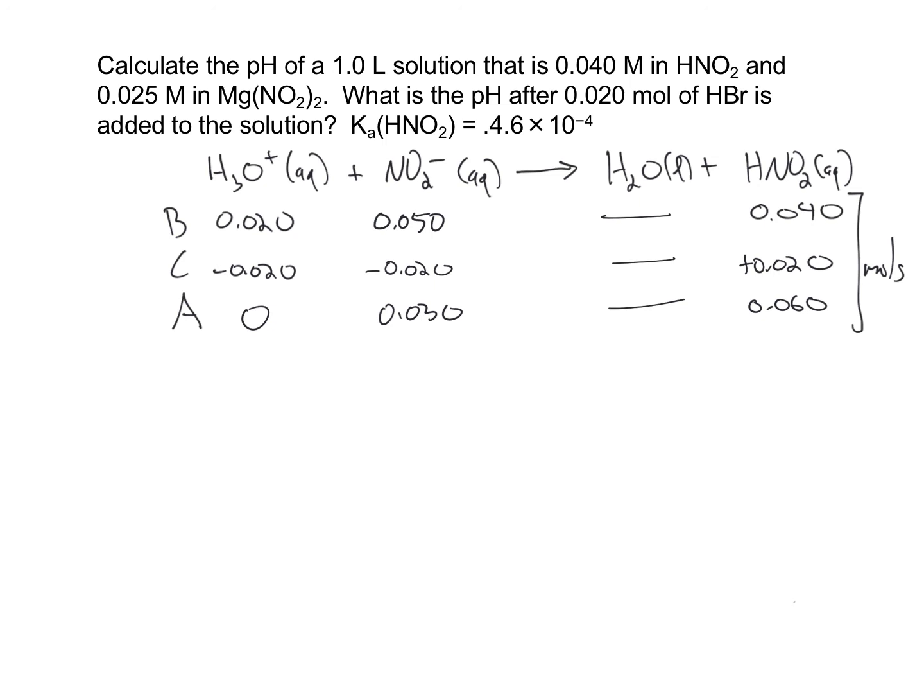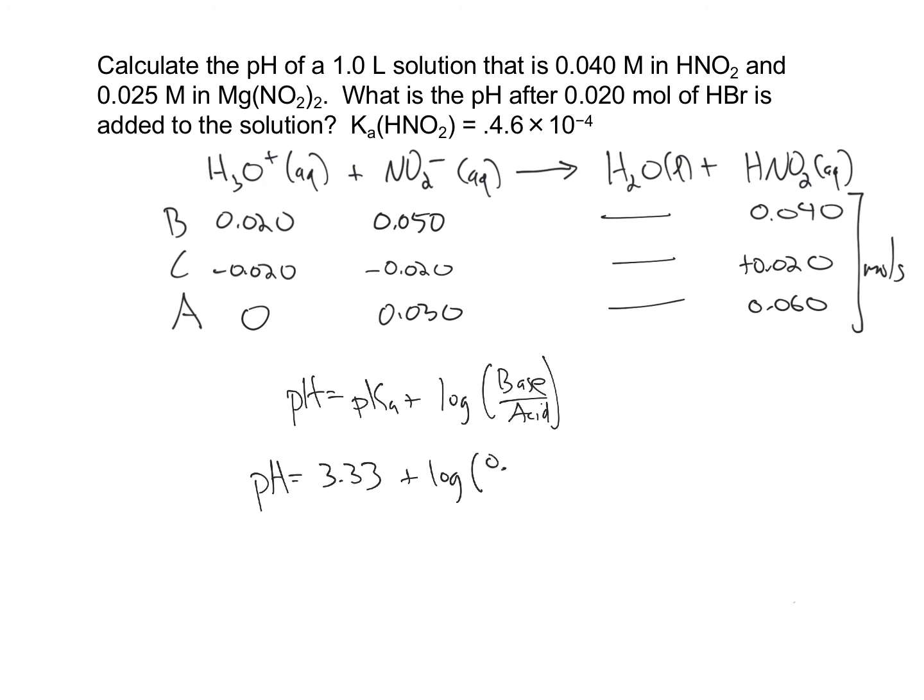So I have a buffer, so I can use the Henderson-Hasselbalch equation. Again, normally in the Henderson-Hasselbalch equation, we would use molarity, but by the time I've divided those both by the volume, those are going to cancel. So it's okay to go ahead and use moles in this instance. So the pH, we found the pKa on the previous slide. The base is 0.03. The acid is 0.06. And so I get for the final pH 3.04.